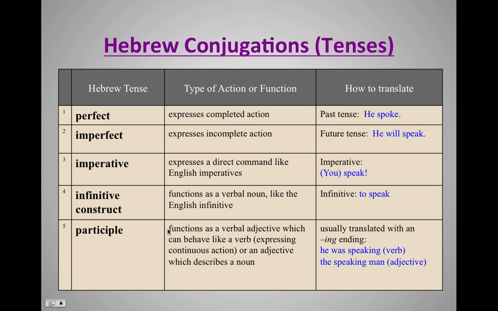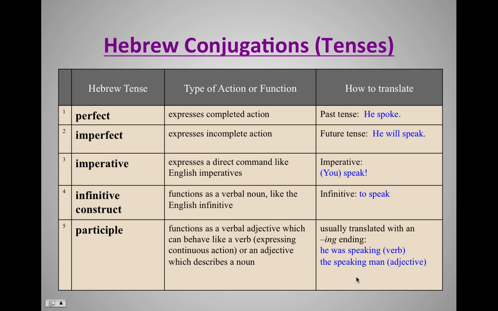So the definition for the participle is that it functions as a verbal adjective which can behave like a verb, expressing continuous action, or an adjective which describes a noun. Now that definition reflects exactly what we have with English participles. Again, participles are usually translated into English with an ing ending because that's how we often render English participles. You can see that working in this sentence here. He was speaking. Note that was speaking is a participle. It's a verb that conveys a continuous action. You can see it with the ing ending.